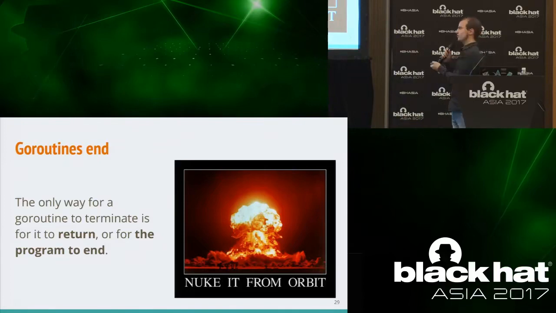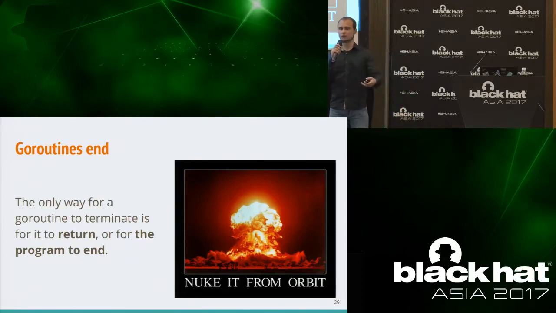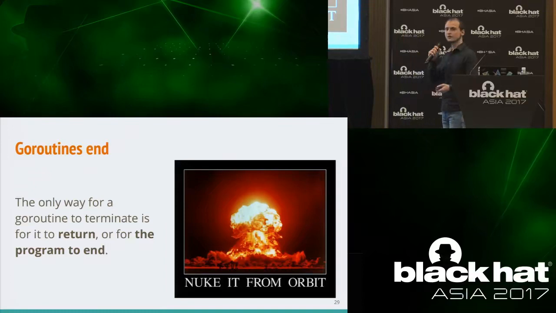The routine can return, or the program has to end. There is no other way to stop a coroutine, because the go statement does not return anything. You cannot assign a variable when you invoke a go statement. The variable will not be compiled in any way, because go does not return a pointer to the thread or to the coroutine.